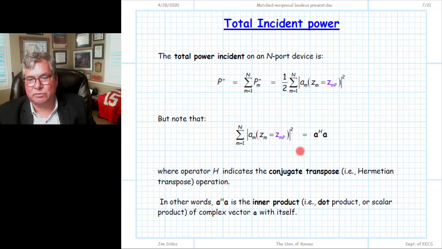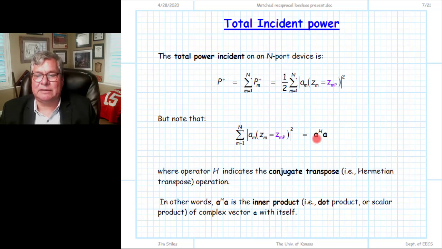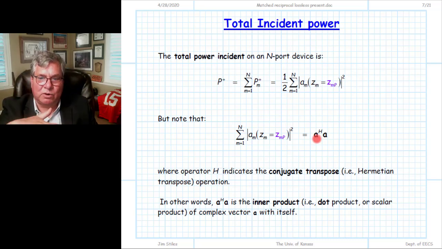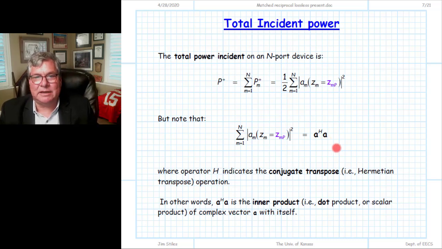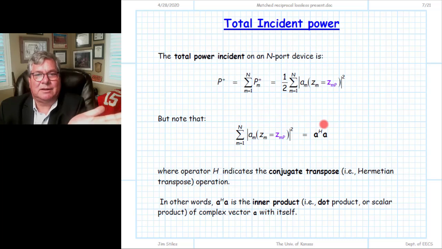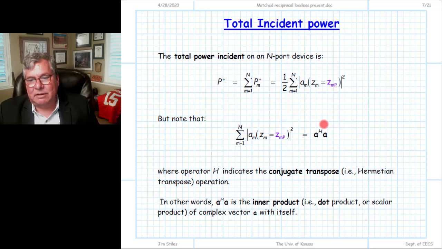And this H is what we call a Hermitian transpose operation. So this is a vector A, and we take the transpose, and think of it as taking a column vector and making it into a row vector. And then we take the complex conjugate of each of those elements. And then we multiply that times the column vector A. So we take A and take the Hermitian transpose and make it into a row vector with the complex conjugate, and then we multiply it by the other vector A there.